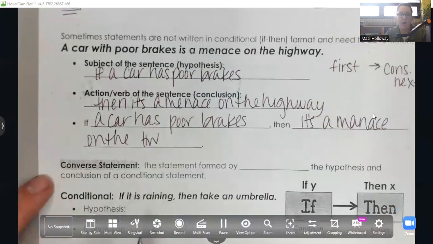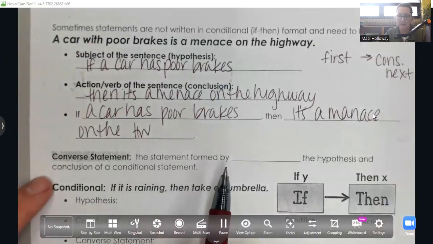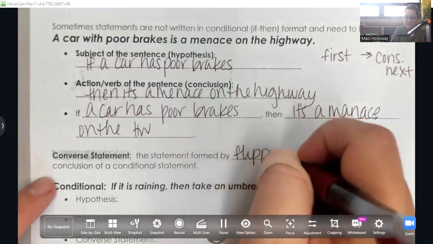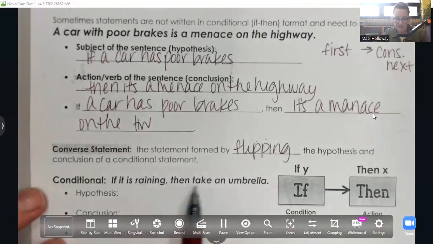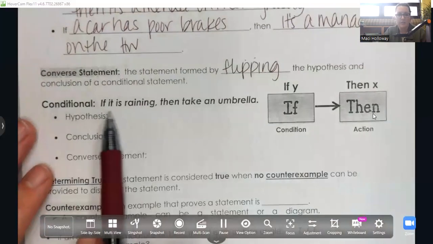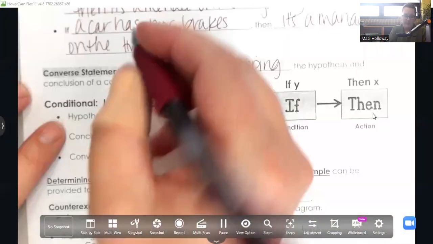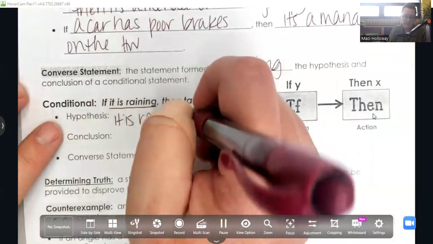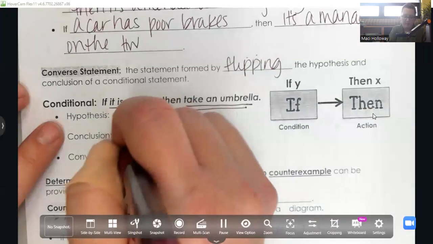All right, here's our converse. Converse is the statement formed by flipping the hypothesis and conclusion. So if it's raining, then take an umbrella. Let me move this up a little bit so you can read it. If it's raining, then take an umbrella. Here's our hypothesis: if it's raining. And the conclusion is take an umbrella.